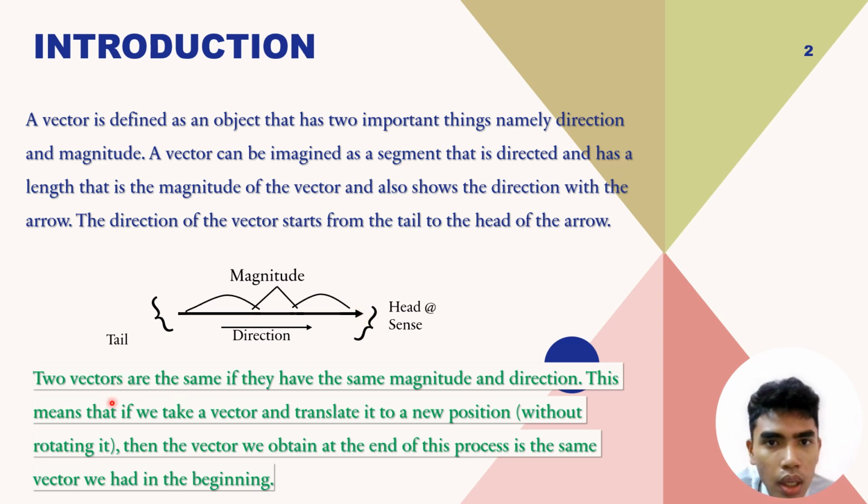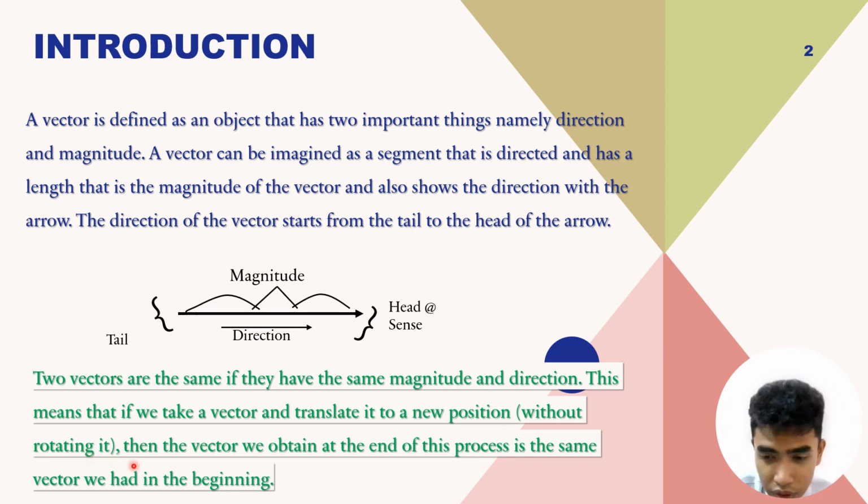Let's move on. Two vectors are the same if they have the same magnitude and direction. This means that if we take a vector and translate it into a new position, through a process called translation, which you learned in middle school, it has exactly the same direction and magnitude, but in a different position. If we put it on the Cartesian graph, it could be above the axis or below the axis, and it is still the same thing, without rotating it.